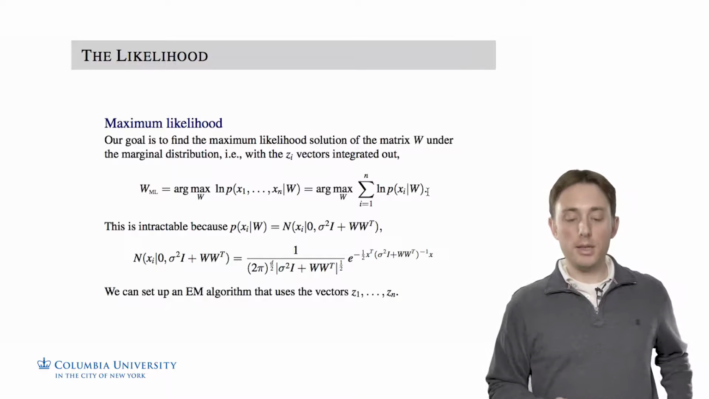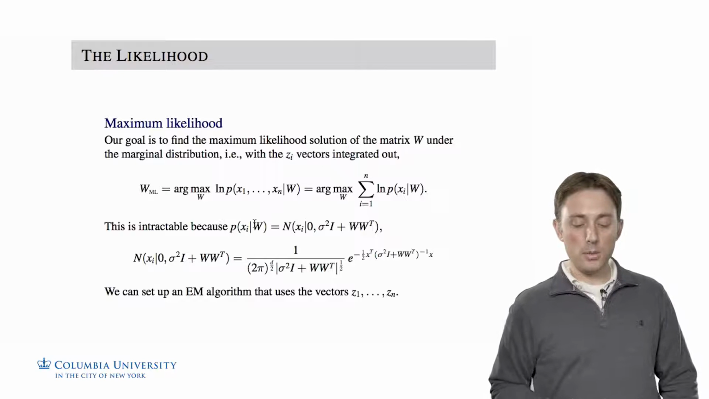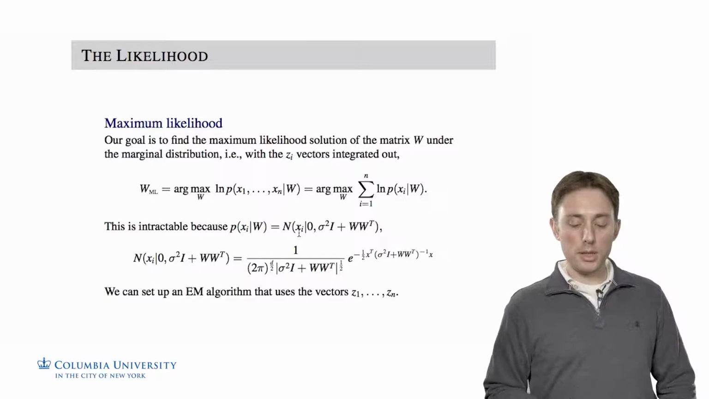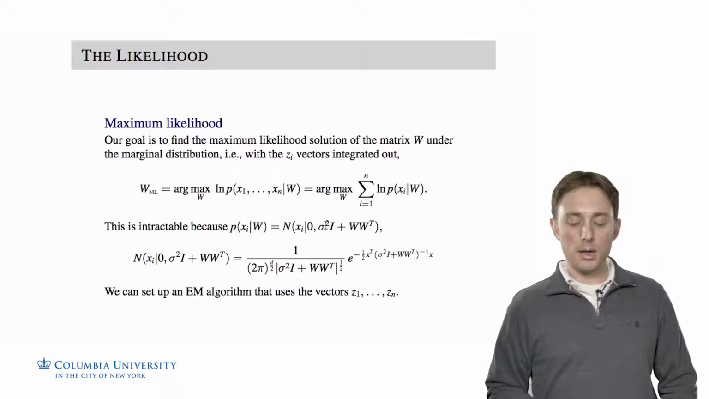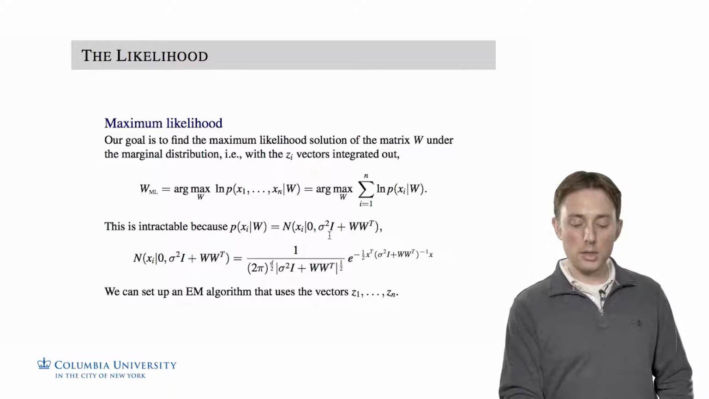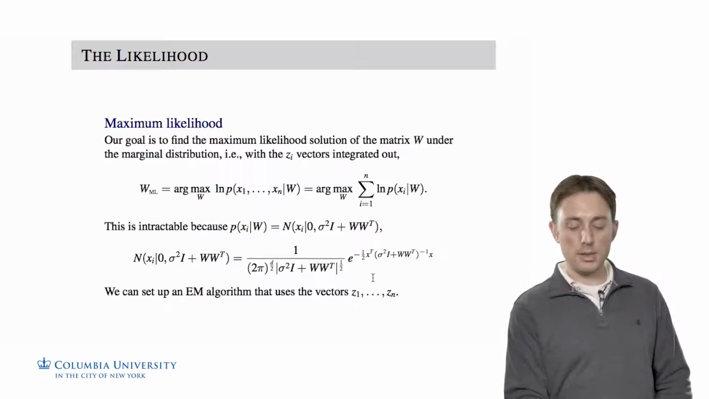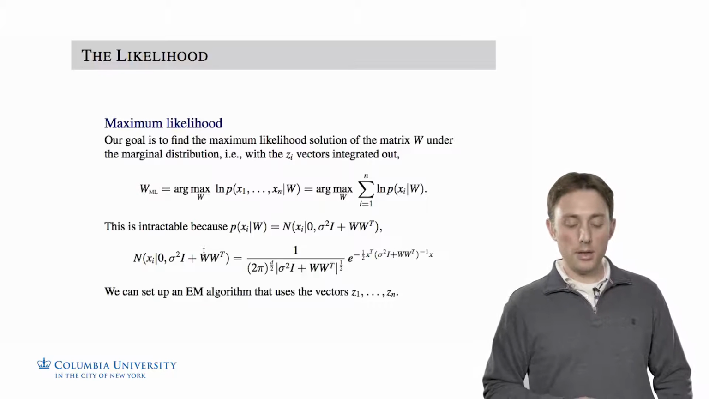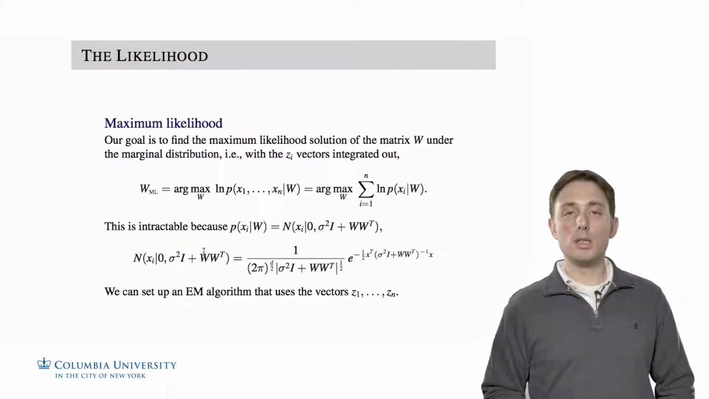However, if we actually calculated this marginal distribution, we would find that the likelihood of xi given W is equal to a multivariate Gaussian with mean 0, because zi has a 0 mean, and covariance equal to sigma squared I plus W W transpose. So this is the covariance matrix of xi, this diagonal matrix plus W W transpose. And now if we actually looked at what this density looked like, and then we take the log of it, we'll find that we can't solve it with respect to W analytically.